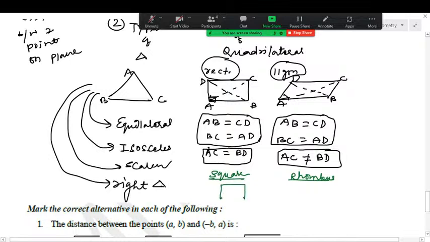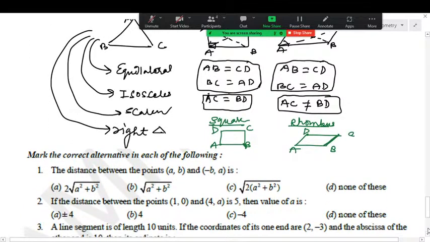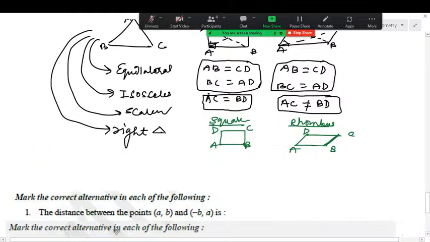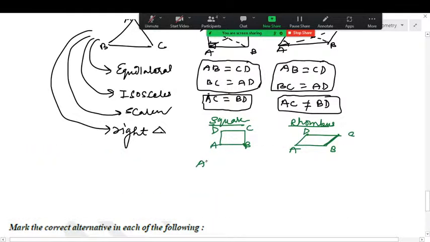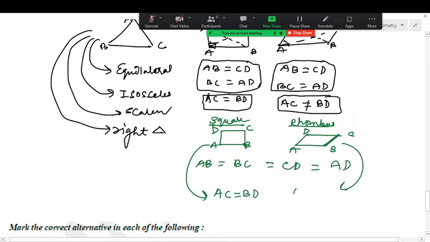In a square, angles are 90. In a rhombus, angles are not 90. But in both of them, all sides are equal. All of these sides are equal, whether it is a square or a rhombus. Here as well, AB is equal to BC is equal to CD is equal to AD in both of them. There is a difference of diagonals being equal in a square and diagonals being not equal in a rhombus. Again, this is the difference that will differentiate.